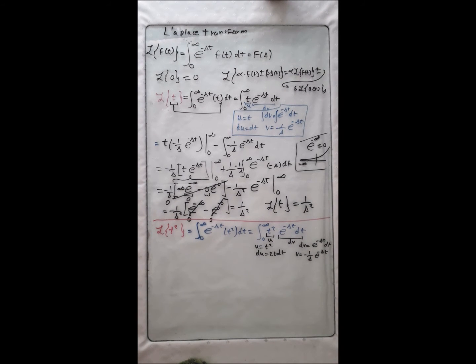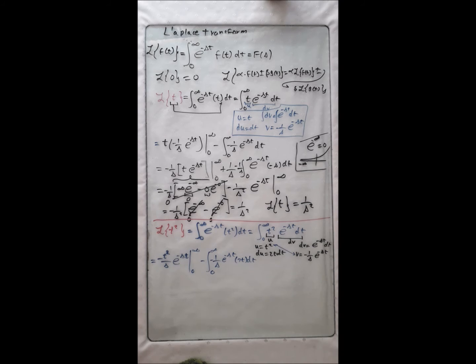Okay, if we apply the integration by parts formula, then this is going to be equal to what? It's going to be u times v, minus t squared over s, e to the minus st, minus the integral of v du, minus 1 over s, e to the minus st, 2t dt. Okay, don't forget this is from 0 to infinity, so that means that this should be evaluated from 0 to infinity.